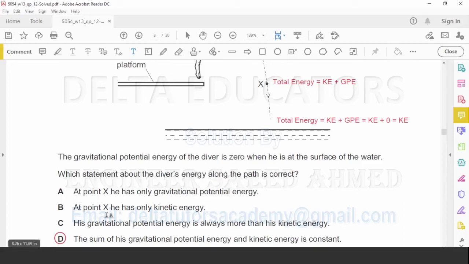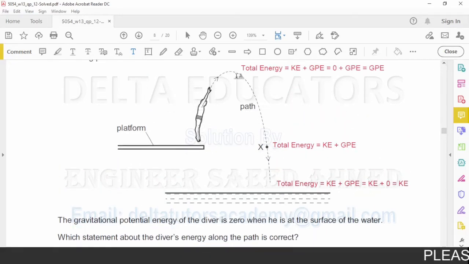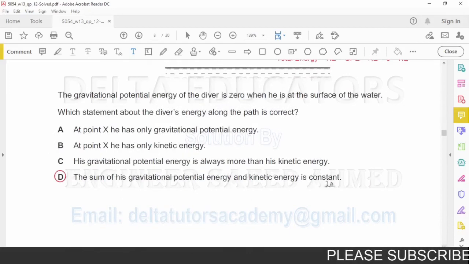Option C, his gravitational potential energy is always more than his kinetic energy. No, this statement is also incorrect. It is observed that at the peak point gravitational potential energy is maximum and at the 0 point the kinetic energy is maximum. So here gravitational potential energy is converting to kinetic energy. So we cannot say that gravitational potential energy is always greater than kinetic energy. So this option is also incorrect.